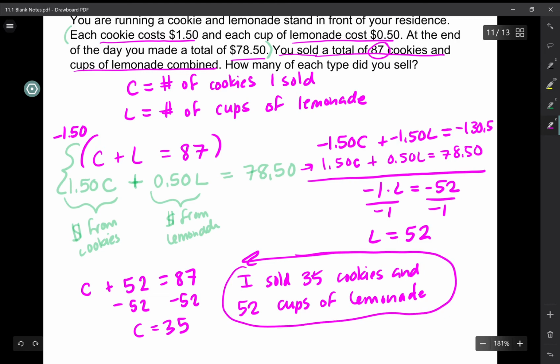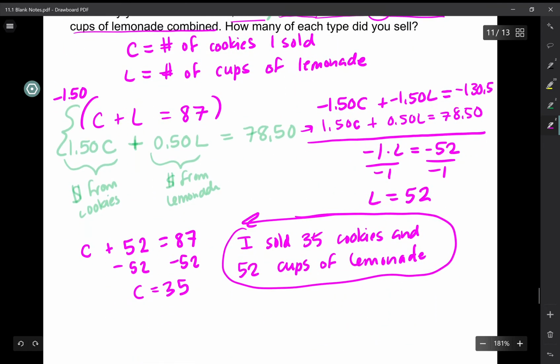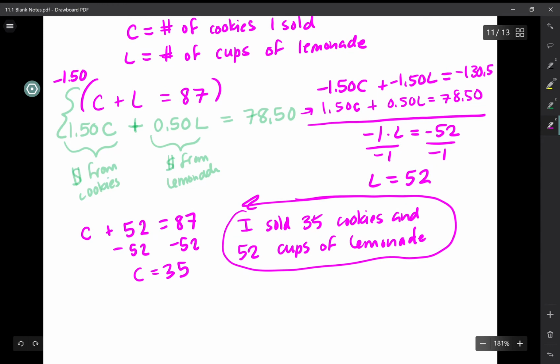All right, let's double check our answers here. First, let's check C plus L equals 87. Does 52 plus 35 equal 87? Yes. Then let's check our other one. Is 1.5 times 32 plus 0.5 times 52, what does that equal? 1.5 times 32 plus 0.5 times 52 is 74.